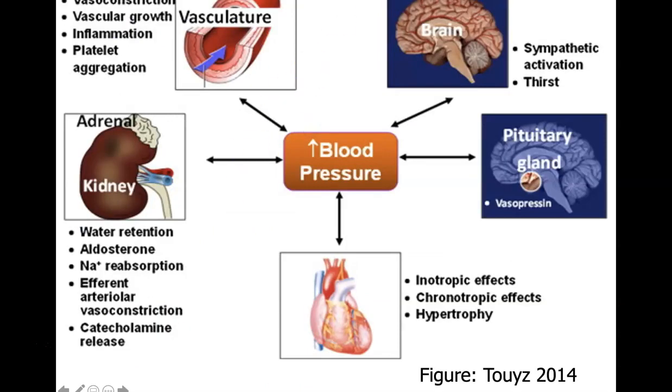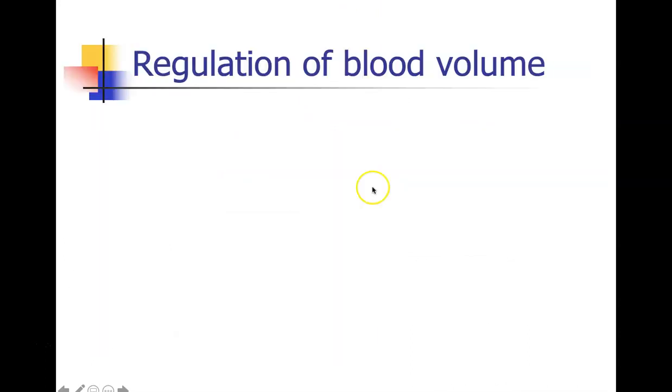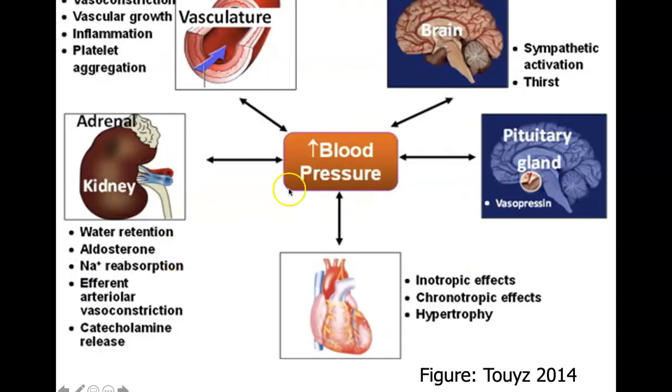So this is everything I just showed you in just a picture format. But I like this figure because it shows what's happening to increase blood pressure, and it also talks about some of the behavioral aspects. So here's vasopressin, or ADH, coming from the pituitary gland. Here is the kidneys releasing aldosterone for sodium reabsorption. Also an arterial or vasoconstriction.